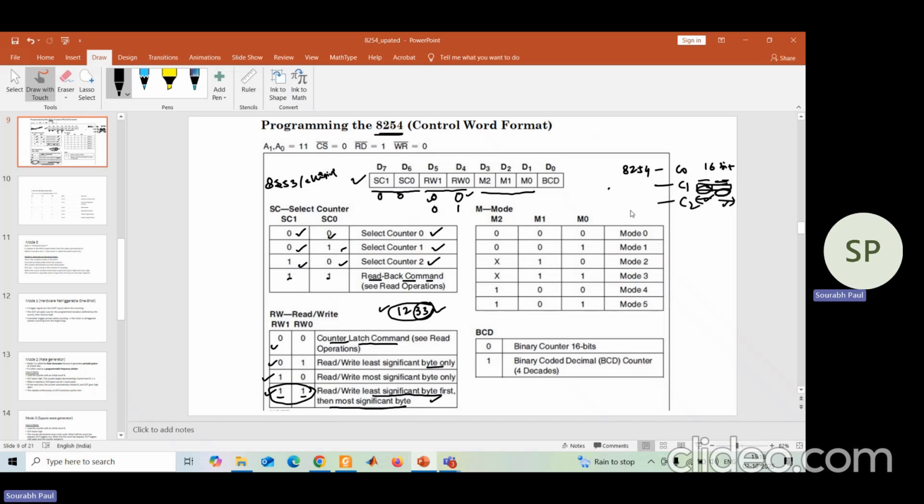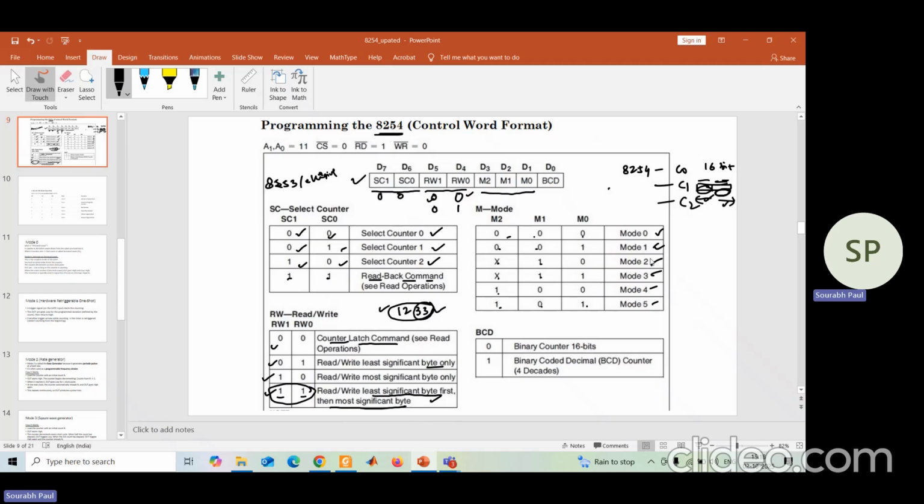8254 has 6 different modes: mode 0, mode 1, mode 2, mode 3, mode 4 and mode 5. Out of these 6 modes, one will be selected by selecting a proper value of M2, M1 and M0. So 000 means mode 0, 001 means mode 1, don't care 10 is mode 2, don't care 11 is mode 3, 100 mode 4, 101 mode 5.